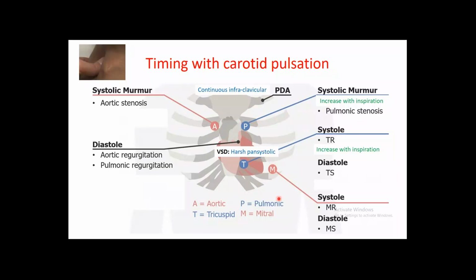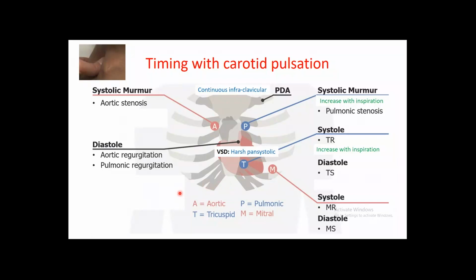Another important thing is commenting on the transmission or propagation of the murmur. The most important are the mitral and the aortic valve. Normally, the mitral regurgitation is propagated towards the axilla, and the aortic stenosis is propagated either to the neck or towards the apex. This is the most common site of murmur propagation.